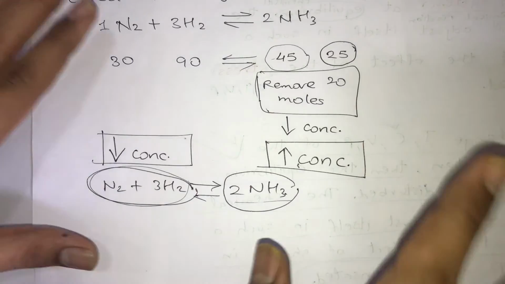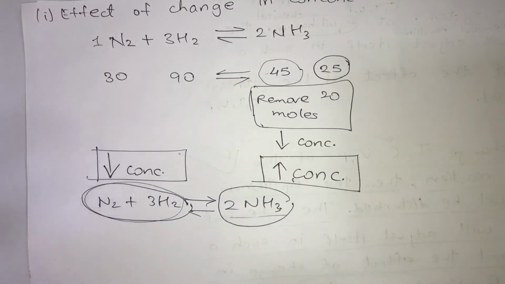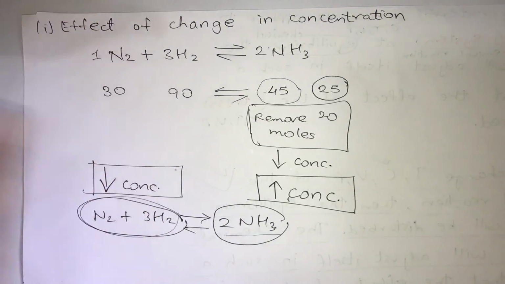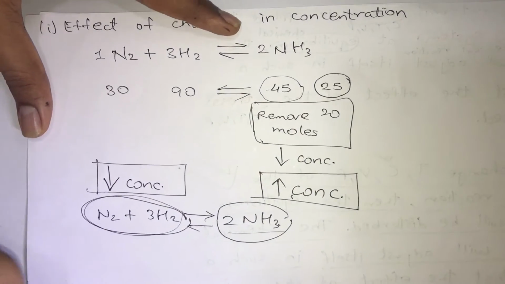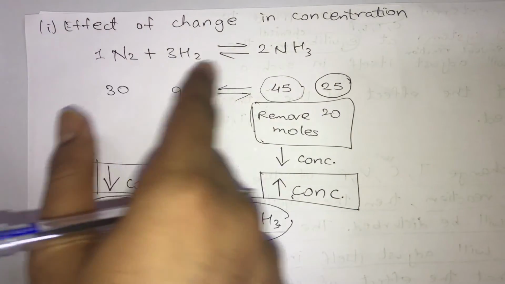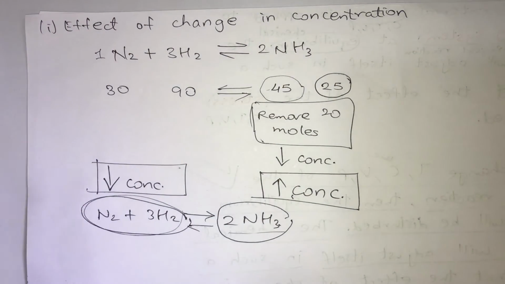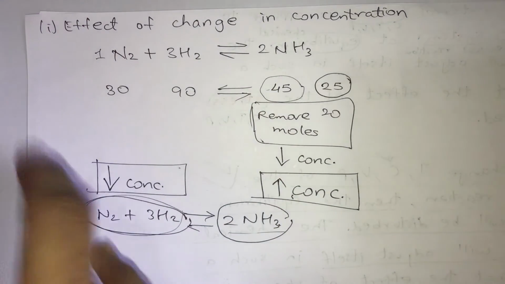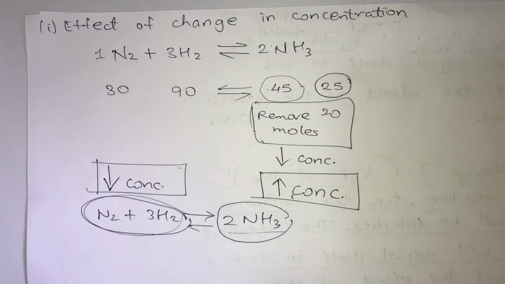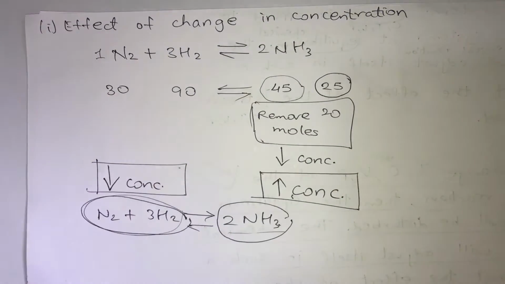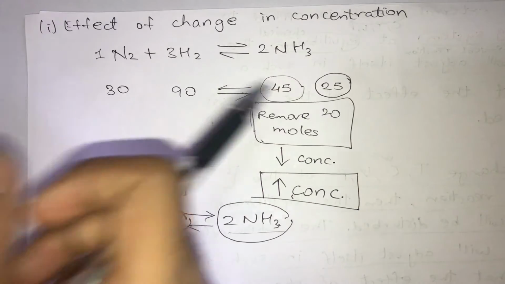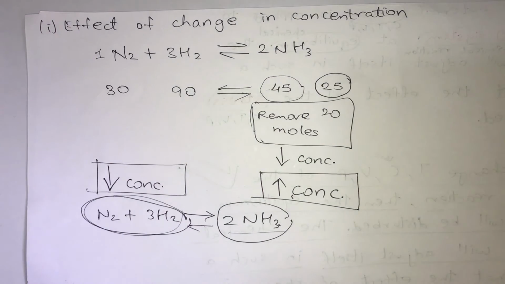Okay, now let me explain it once again because this is a very important one. Initially you had 30, 90 and 45 moles of N2, H2 and NH3 respectively, but you are a manufacturer of NH3 and you want the maximum amount of NH3. So you are worried that you have got only 45 moles. Since you are worried, you are going to remove 20 moles out of the 45 moles.